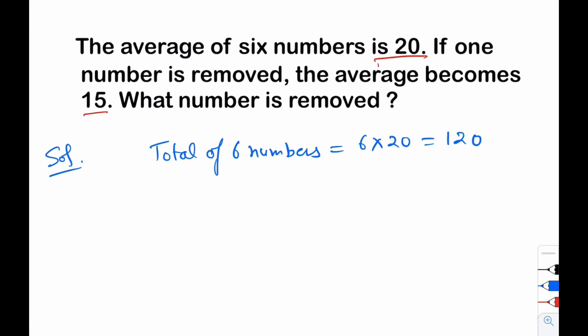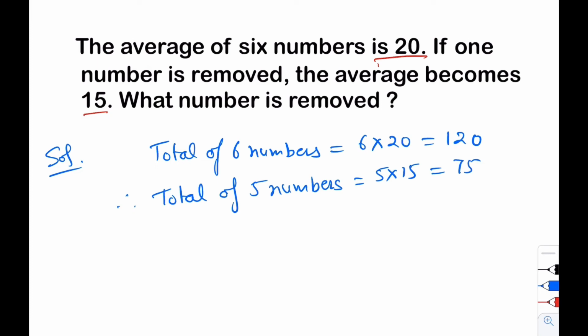Now one number is removed, the average becomes 15. Therefore, the total of 5 numbers is equal to 5 into 15, equal to 75.